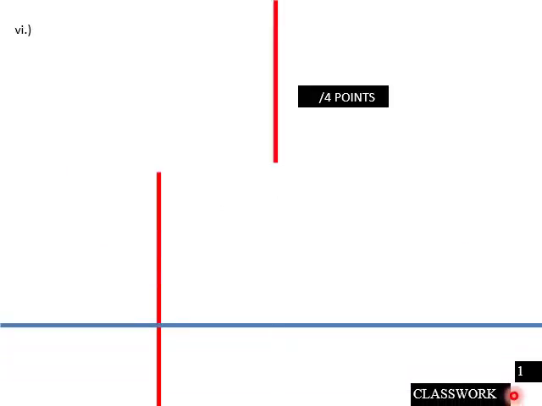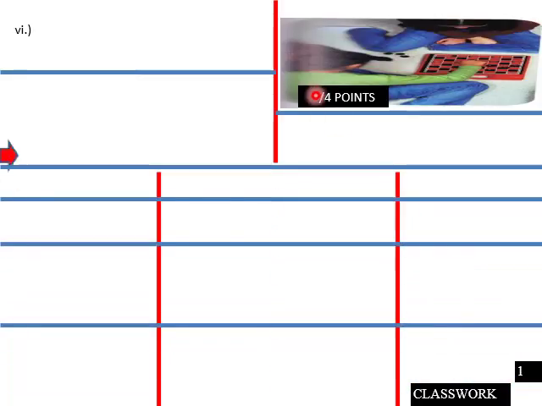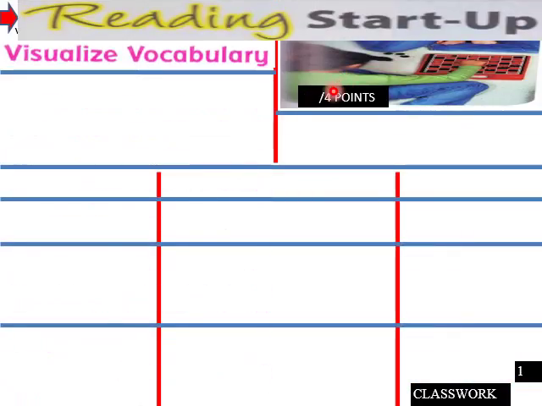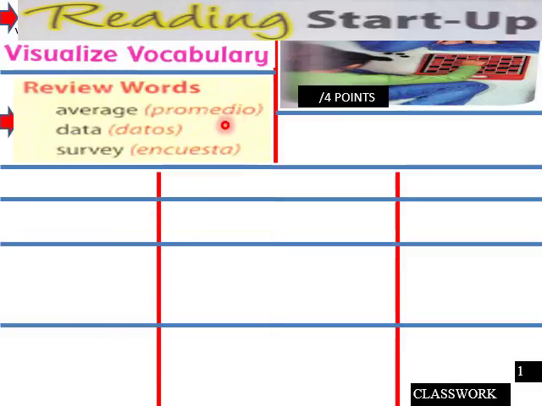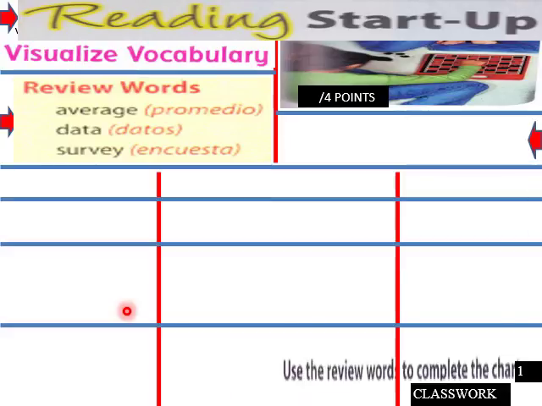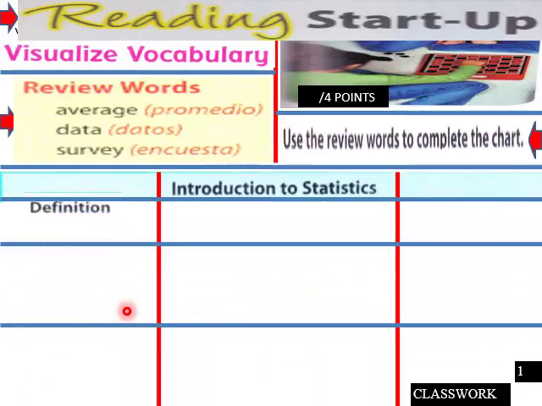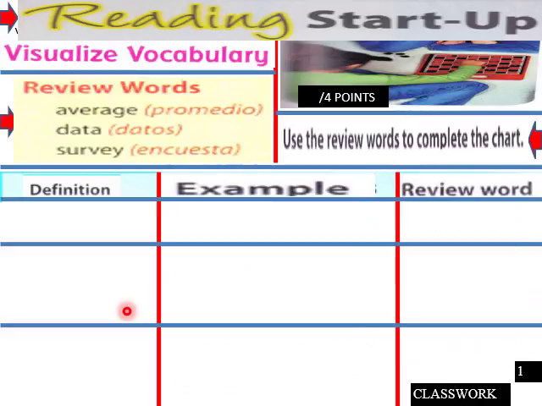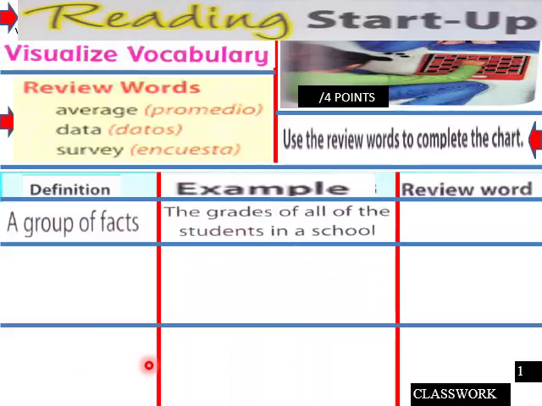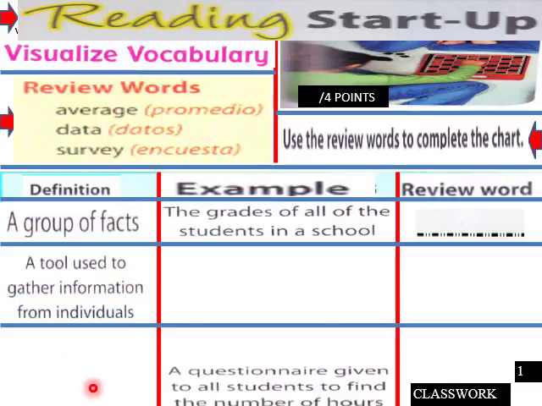Okay, page 1, classwork. When you start out these chapters with a reading, start up here: visualizing vocabulary, review words: average, data, survey. Use the review words to complete the chart. So the definition, a group of facts, has this example: the grades of all the students in the school. And then the review word would be of this up here. What would that be? Data, survey, or average?